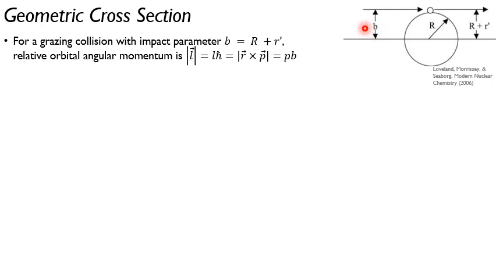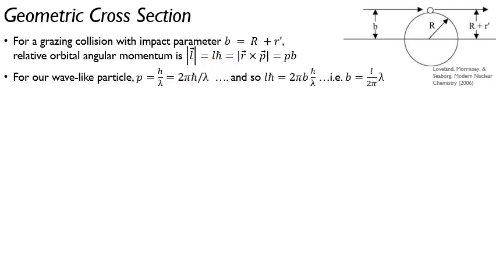And in this collision, there's a relative orbital angular momentum. Classically, that's the position crossed with the momentum. Because of the angles here, that is the momentum times the impact parameter. And because this is quantum mechanics, we quantize the angular momentum in units of h bar. And our particle is a wave, so the momentum we write in terms of the de Broglie wavelength. We do some algebra here, and we see then that the impact parameter is the orbital angular momentum divided by 2 pi times the de Broglie wavelength.